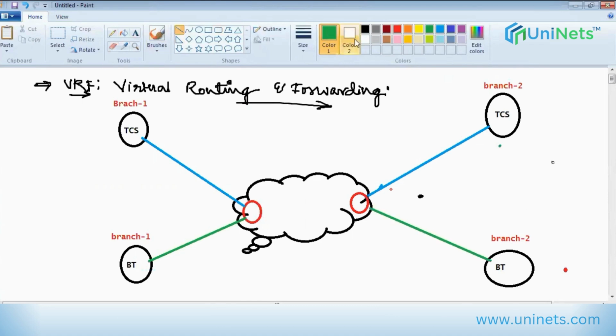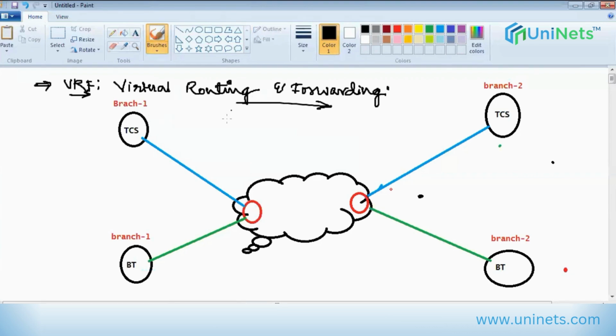And now I need to provide end-to-end VPN. Clear? So VPN means that they are extending their private networks. Now TCS is extending their private network from branch 1 to branch 2, and even BT. Right? Okay, there is no problem till here.